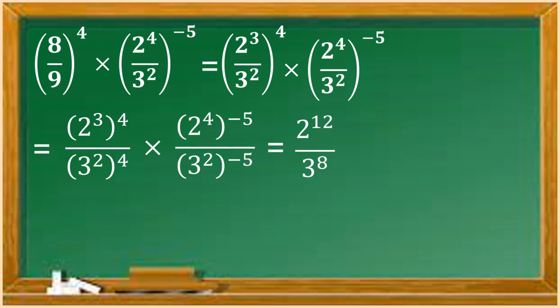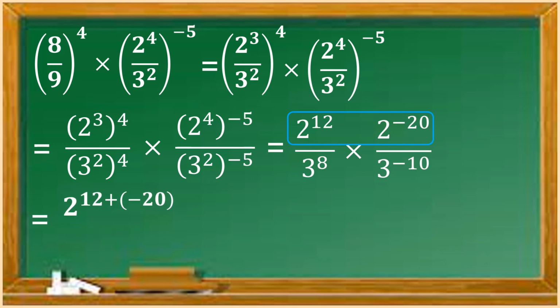So we will be having 2 to the power of 12 over 3 to the power of 8, times 4 times negative 5 is equal to negative 20. 2 times negative 5 is equal to negative 10. So we will be having 2 to the negative 20 over 3 to the negative 10. Simplifying this one, we are going to apply what law? Very good, the product law.